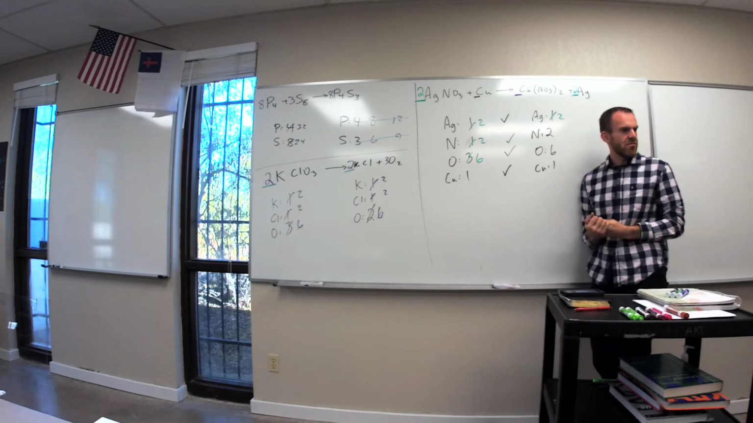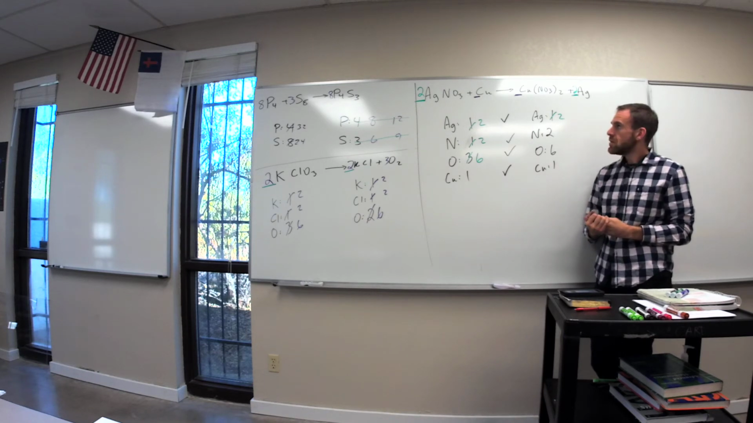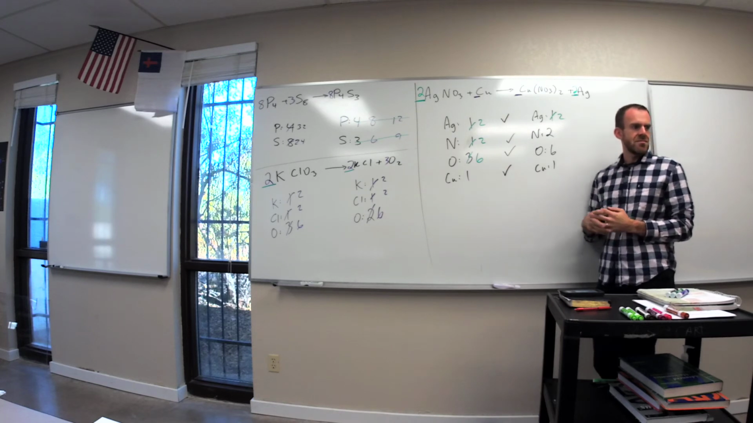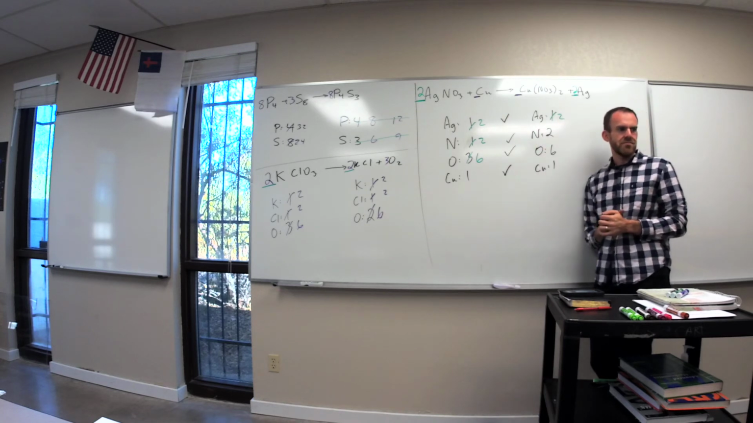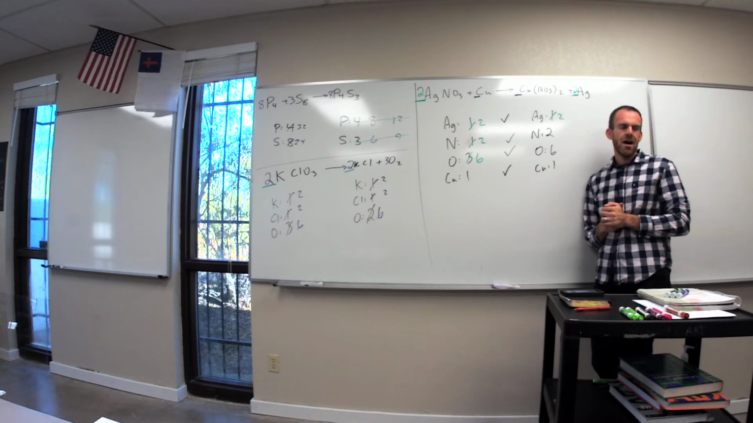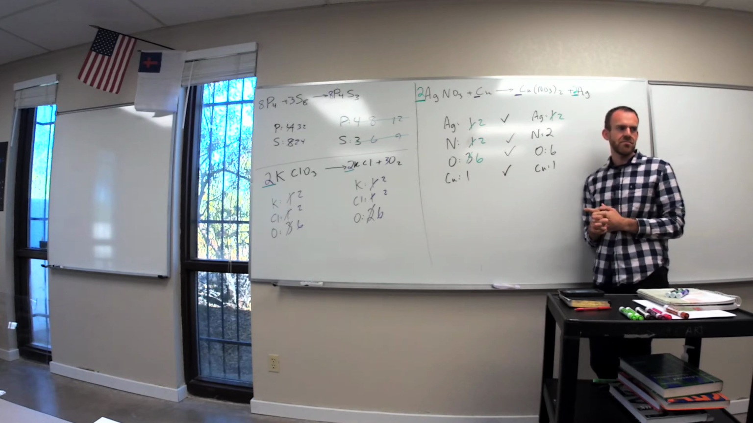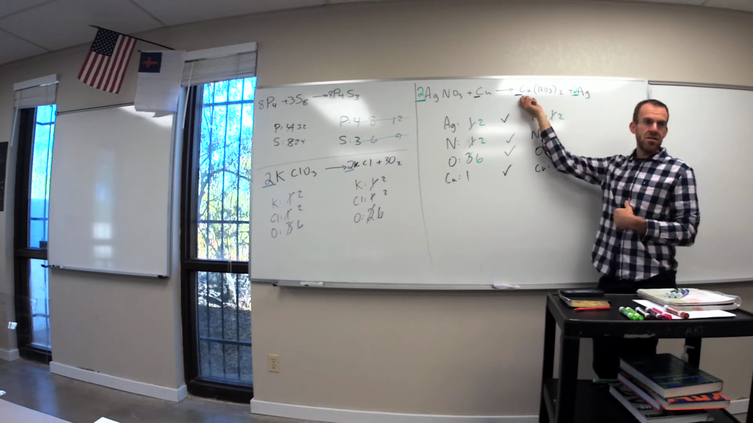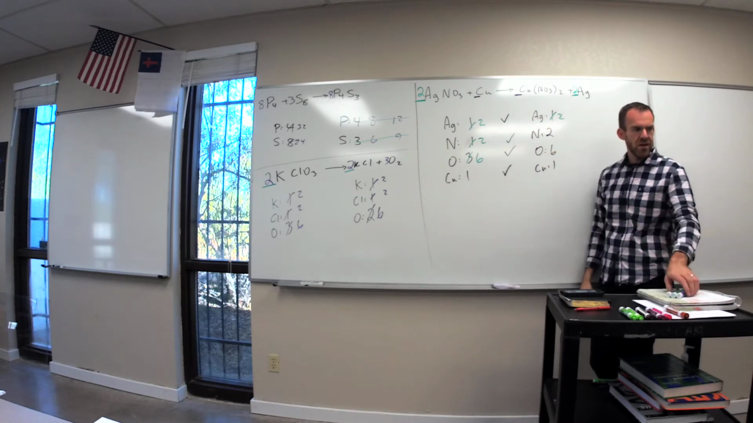Question. How do you say the second one with the copper? Copper nitrate. That'd probably be copper 2 nitrate. Because if you know the charge on nitrate and you know the charge on copper, then you can figure out the correct number.